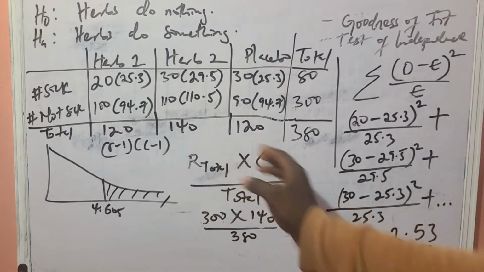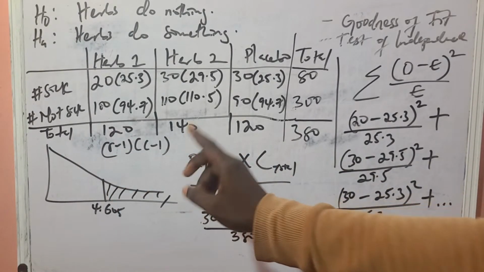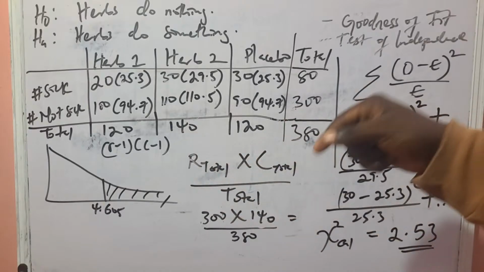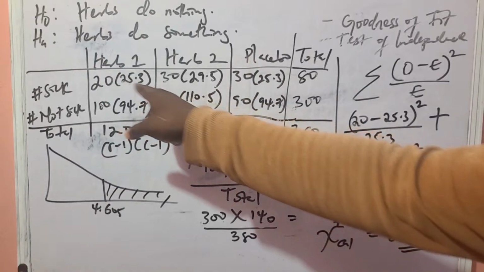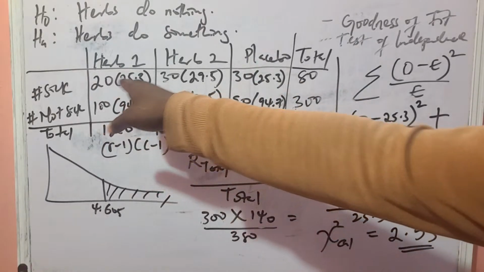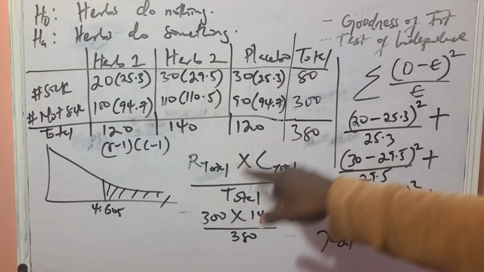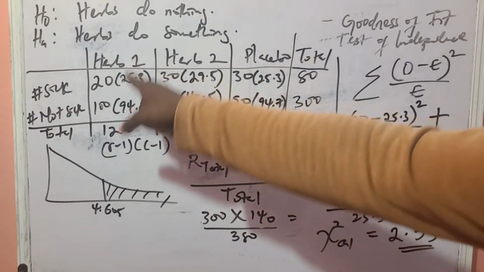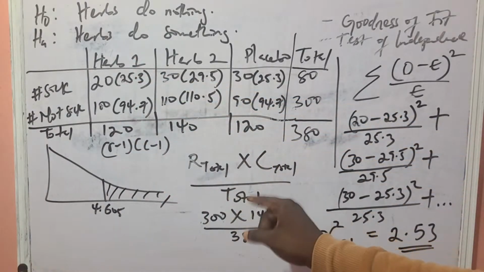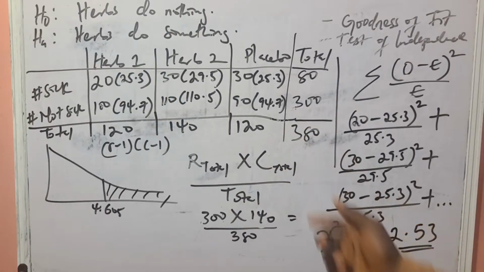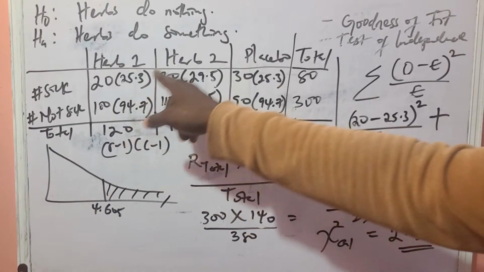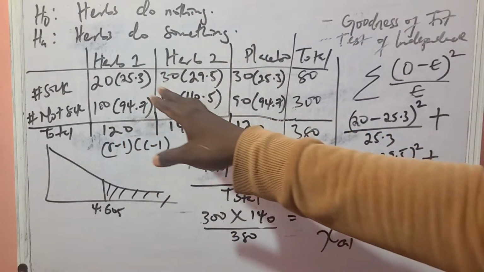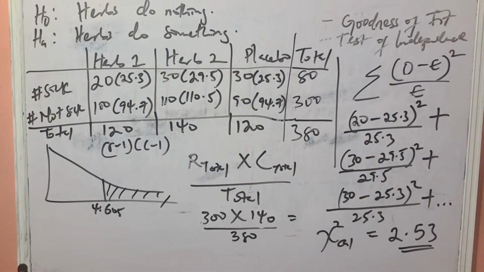Now, following this formula, for us to get the expected value of each of the entries, for that 20 right now, we will say, what's the row total? This 20 is on row 1. What's the row total there? That's 80. That'll be 80 multiplied by, what's the column total? 120. 120 divided by, what's the total? 380. That's how we got 25.3 there. We do the same thing for all the entries. You get the respective expected value for each and every one of them.